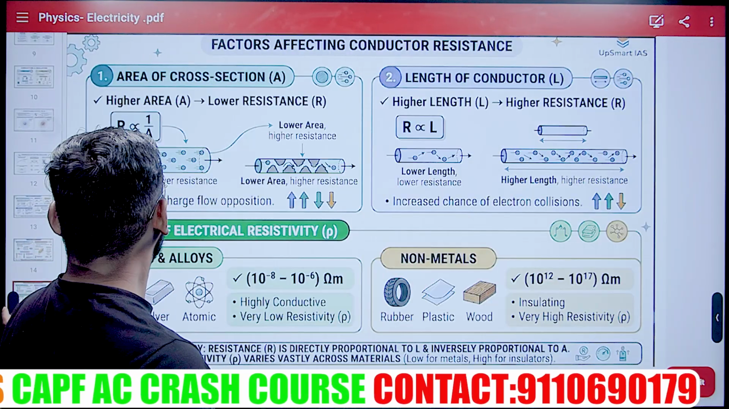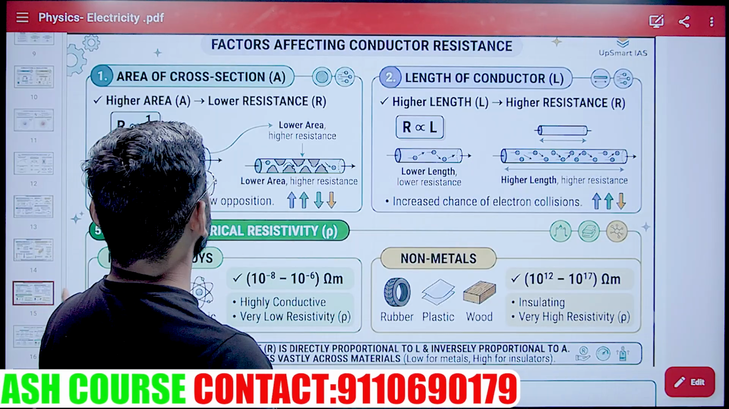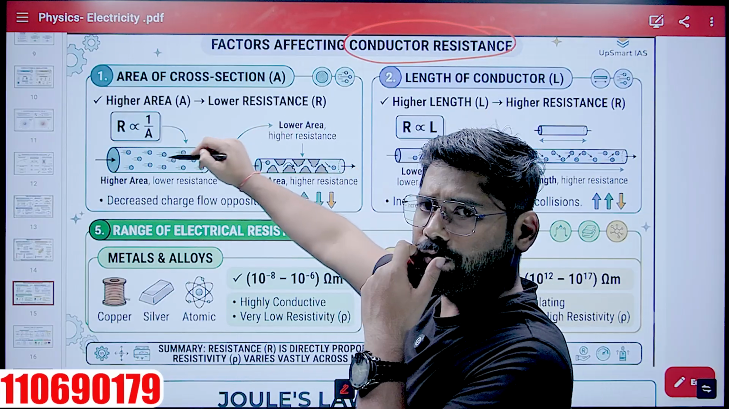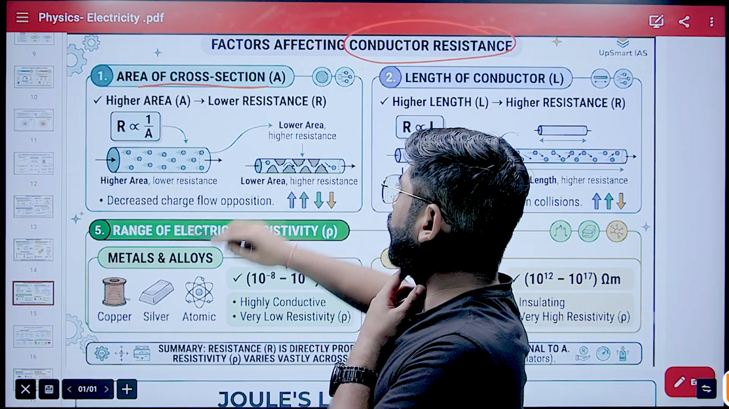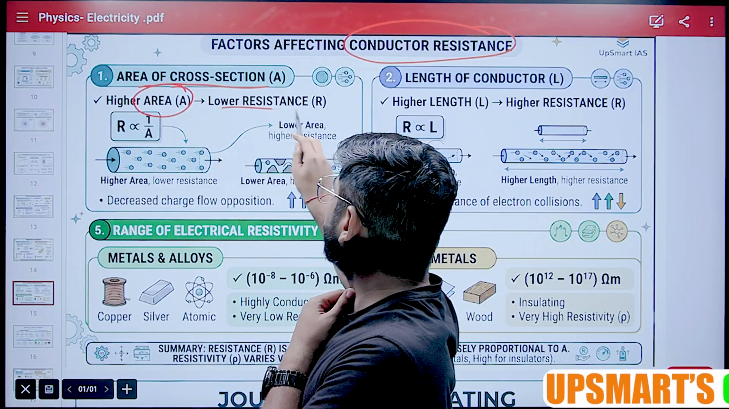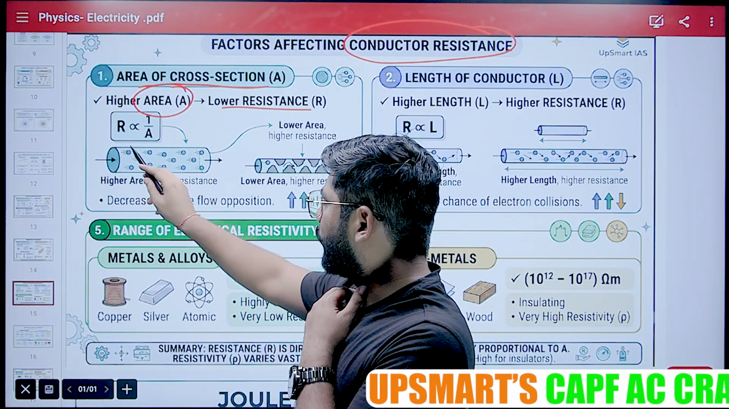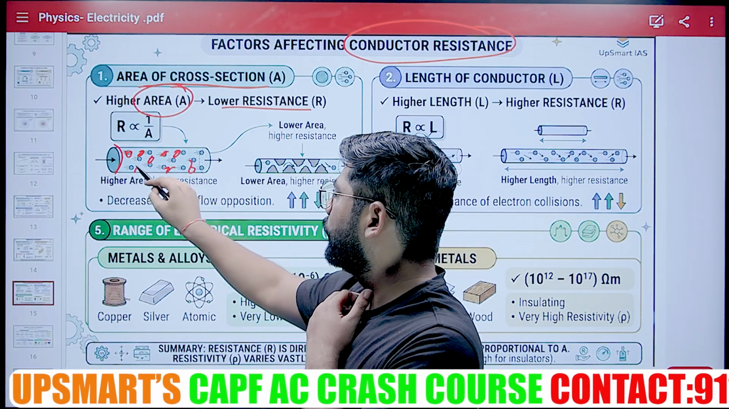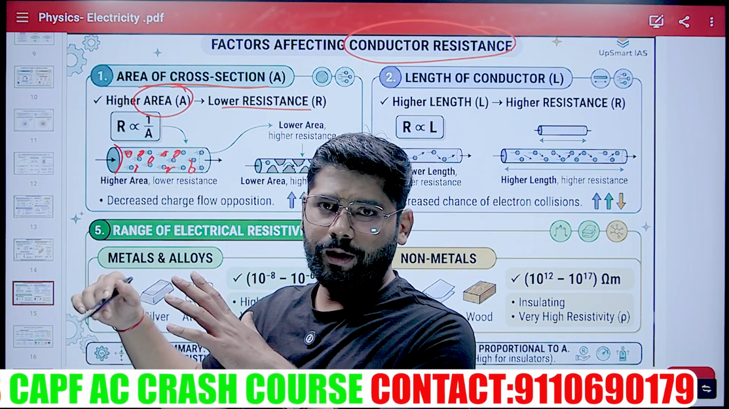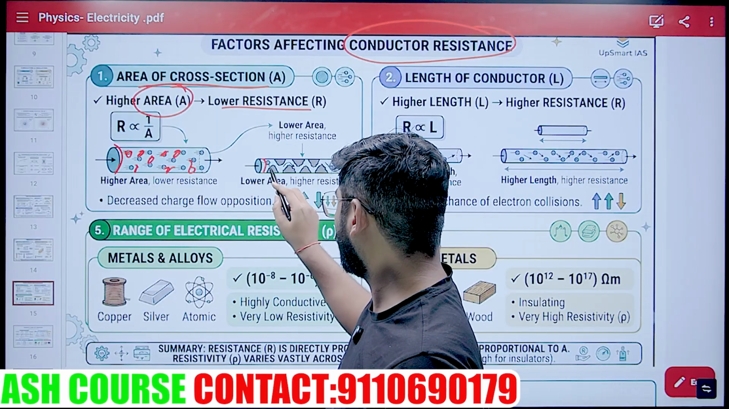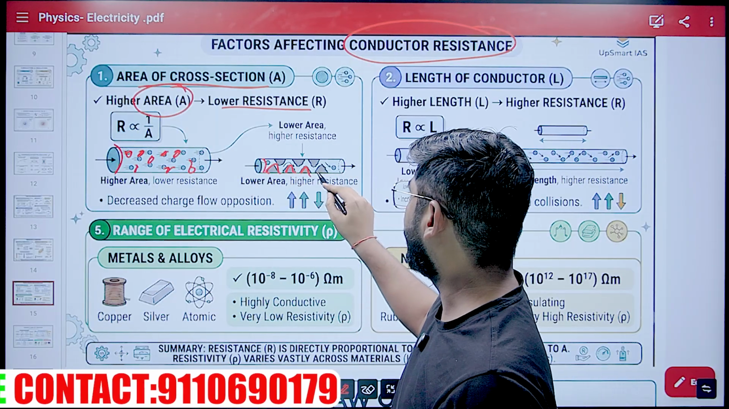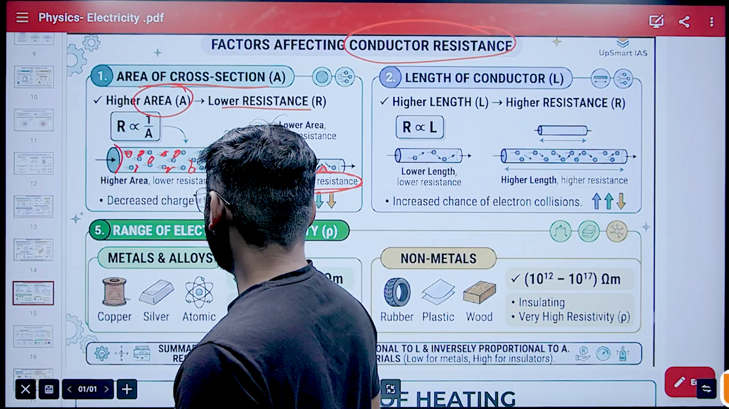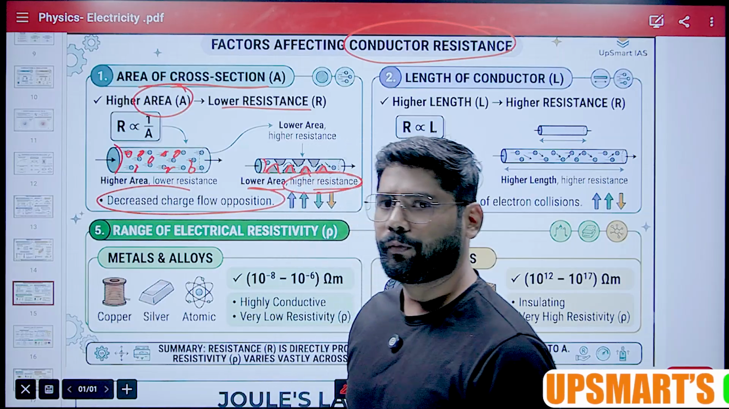Next we'll see area and cross section. These are the factors affecting a conductor's resistance, which we have seen. First is the area of cross section. The higher the area, the lower the resistance. Why? Because it gets more space to flow, so more flow will be there. In case of a lower area, the resistance will be high. Lower the area, higher the resistance, because it will decrease the flow of charges.